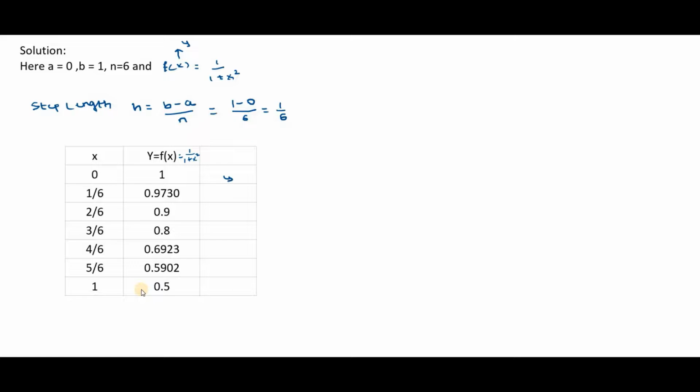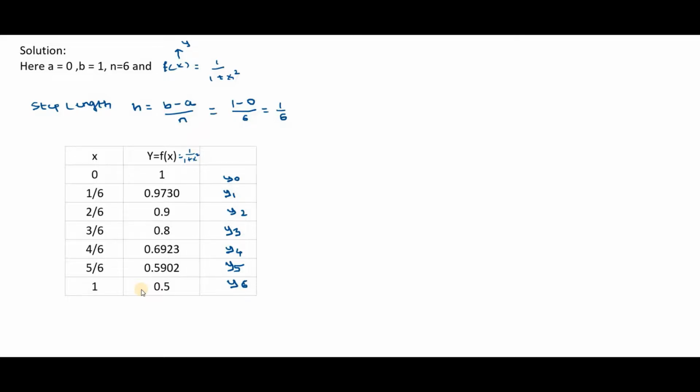So these are the values of y, where the first value is called y0 value, next is y1 value, next y2 value, 0.8 is nothing but y3 value, 0.6923 is y4 value, 0.5902 is y5 value, and 0.5 is y6 value. So it has total 7 values. 0 to 6 means it has 7 values.